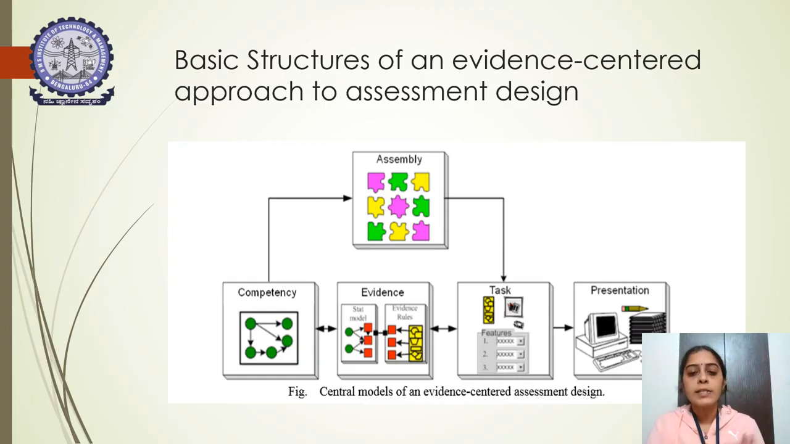So this is how a central model of evidence will be created for assessing the quality of the design of a product which has to be manufactured.